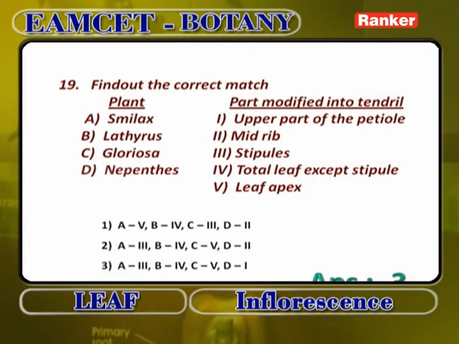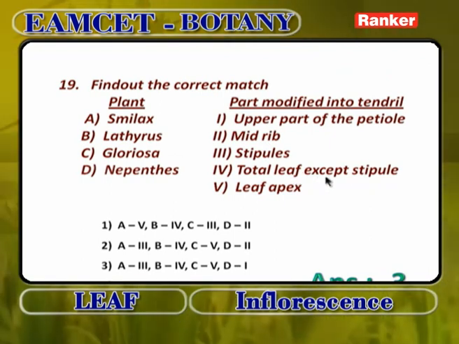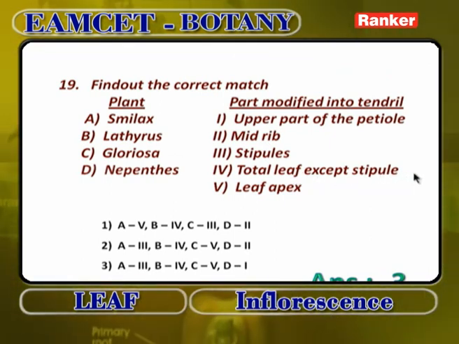Find out the correct match. Smilax, for this the answer is 3. A3: Smilax part modified into tendril. In Smilax, stipules are modified into tendrils. In Lathyrus, the total leaf except stipules is modified into tendrils. Why? Because the stipules are broad, expanded, leaf-like, and perform photosynthesis.